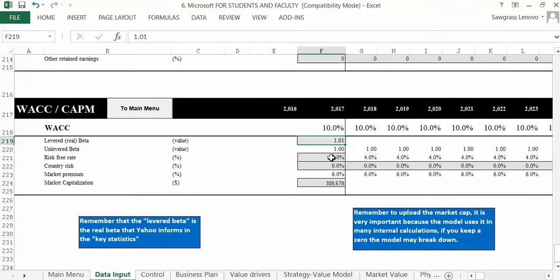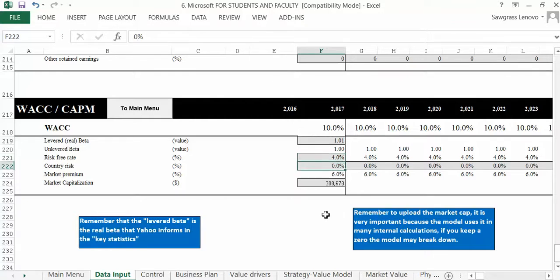You have to put the risk-free rate. It depends. Sometimes it's higher, it's lower. Today it's a little bit lower, because you know that last couple of years the Fed had a lower, especially after the crisis of 2008. But normally it's a number that is around 4%, 5%, or whatever.